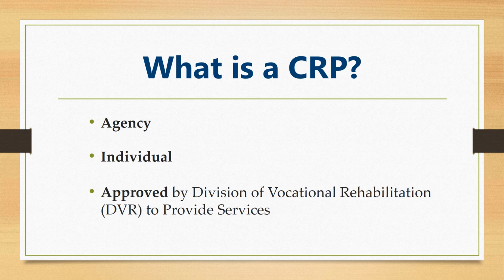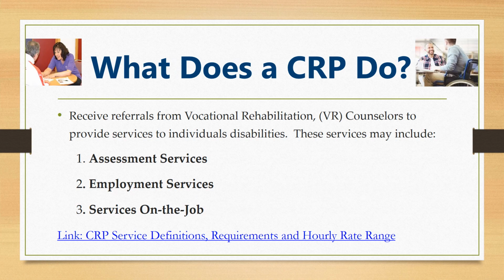What exactly is a CRP? A CRP is an agency or an individual who is approved by the Division of Vocational Rehabilitation, also referred to as DVR, to receive referrals from vocational rehabilitation counselors to provide services. What does a CRP do?